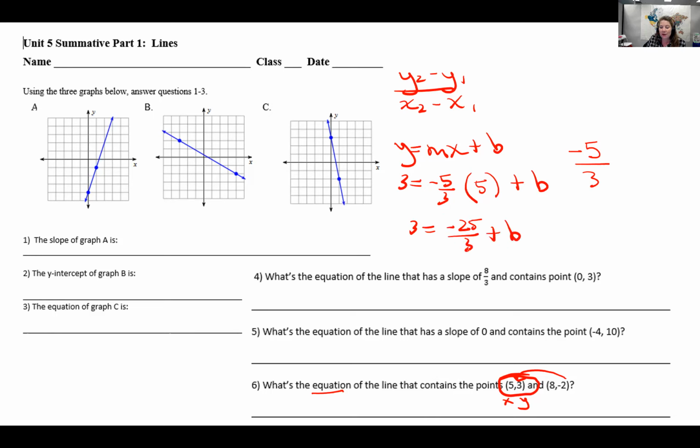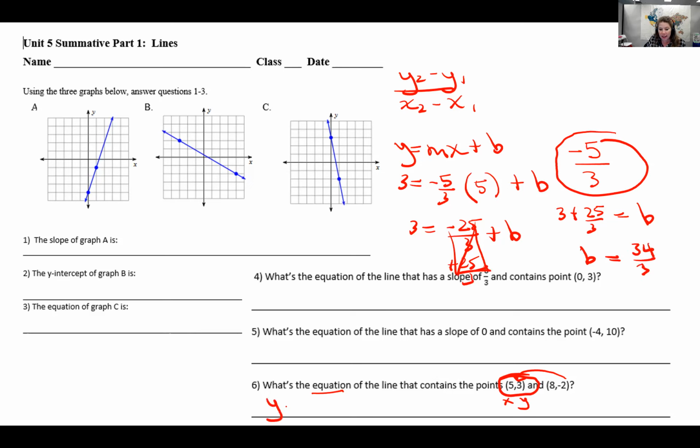And now, how do I get rid of negative 25/3? I'm going to add 25/3 to both sides. So I'm going to add 3 plus 25/3 to this side. It makes this go away. And I'm going to use my calculator. So 3 plus 25/3 is 34/3. So my slope is negative 5/3. My y-intercept is 34/3. So what is my equation?